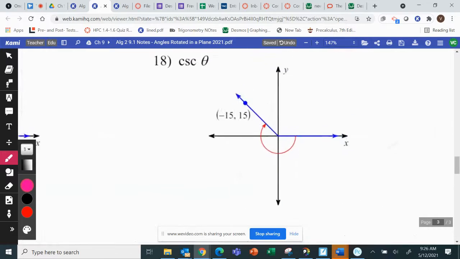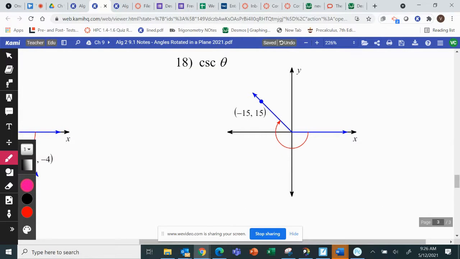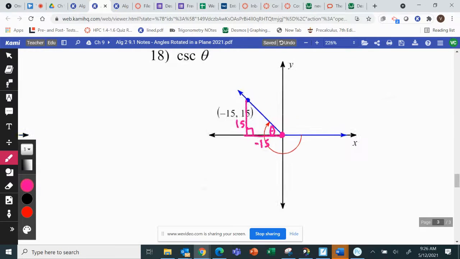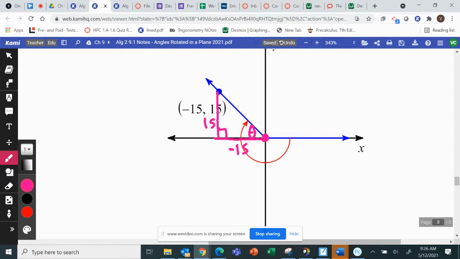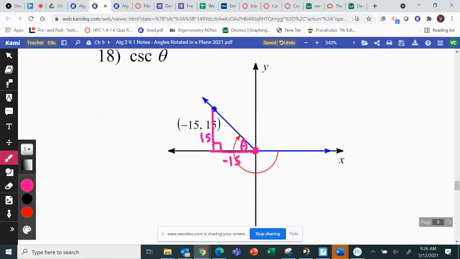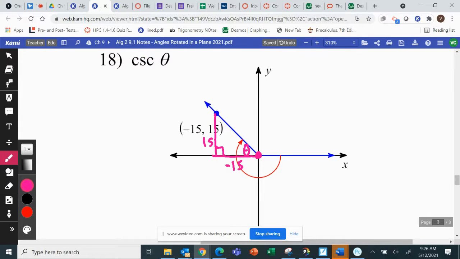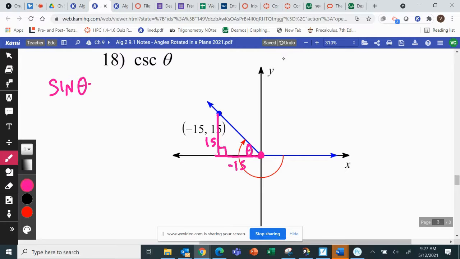Let's do 18 because that's one of the new ones also. Okay, so they've given us the picture. We're going to start at 0, 0. We're going to go negative 15, positive 15. My theta connects the terminal side and the x-axis. We need to find cosecant. Which one is cosecant flipped? Which one? What? Oh, there's no sinning in math. What is it? Sine. It's sine. So sine theta is opposite over hypotenuse, but I'm not using that one. I'm using cosecant, which is hypotenuse over opposite.